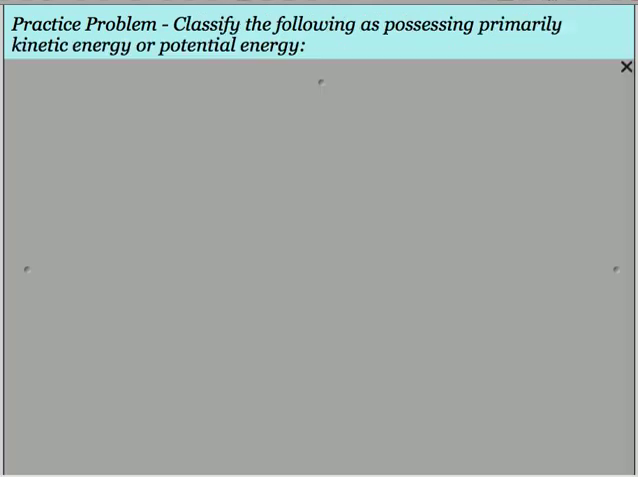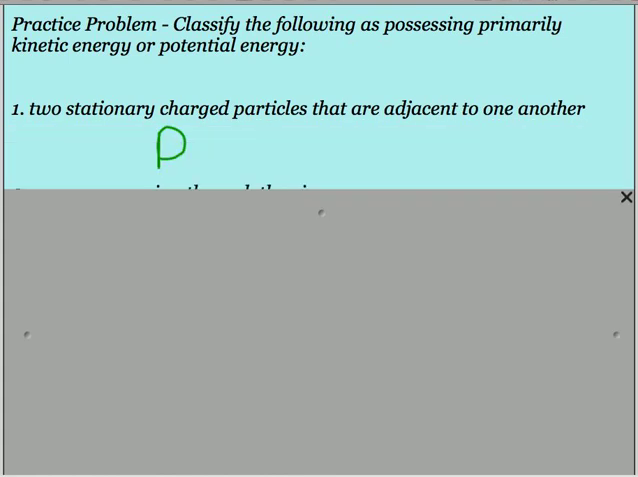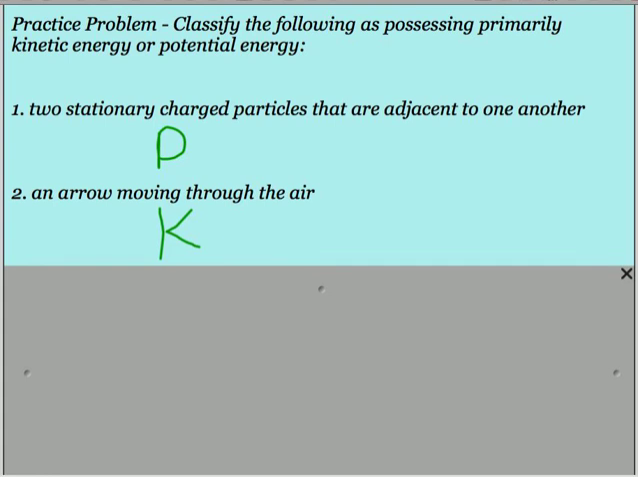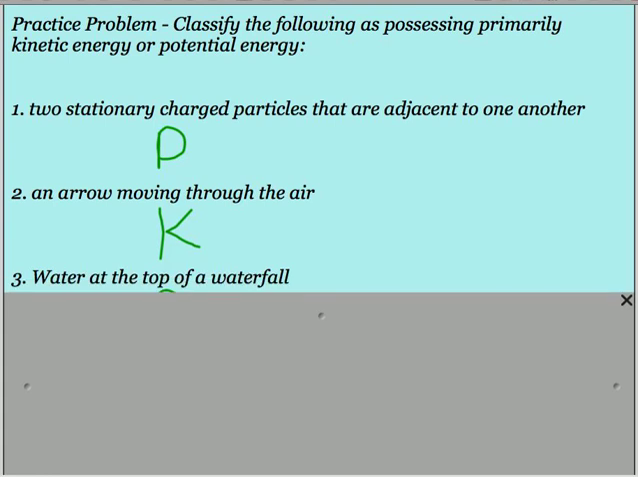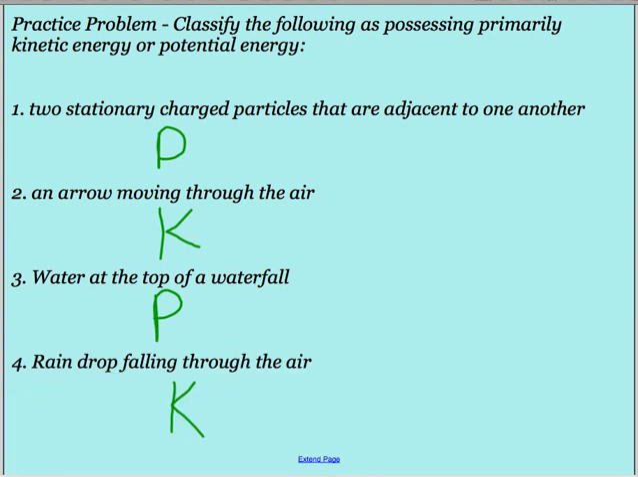The last one is these different things. Hopefully you've already done them, but you can do them as we go along. The first question is, we have two stationary particles that are adjacent to one another. Do they have potential energy or kinetic? Since they're not moving, it has to be potential. If we have an arrow moving through the air, that better be kinetic energy since it's movement. If we have water at the top of a waterfall, it's potential. And last but not least, a raindrop falling will be kinetic energy.